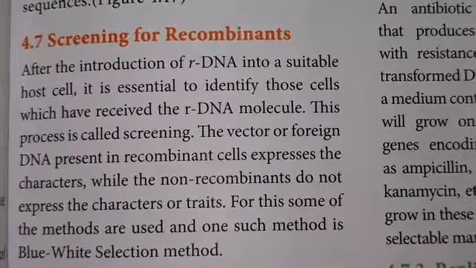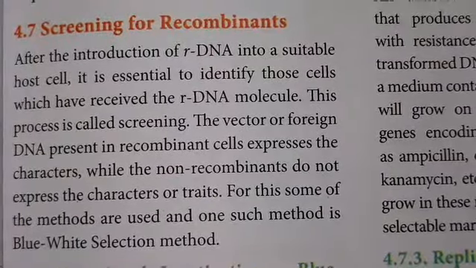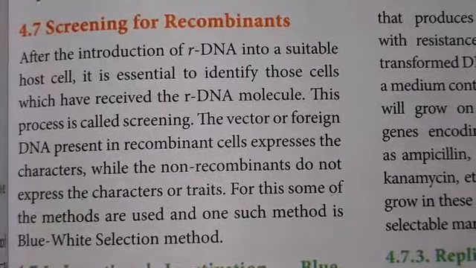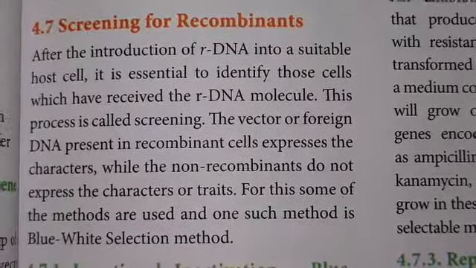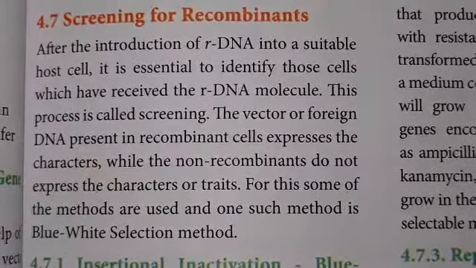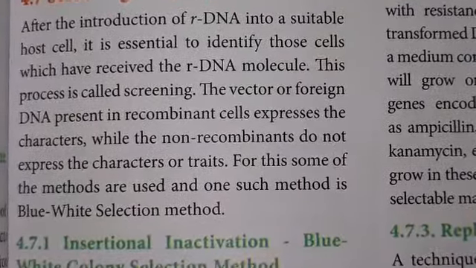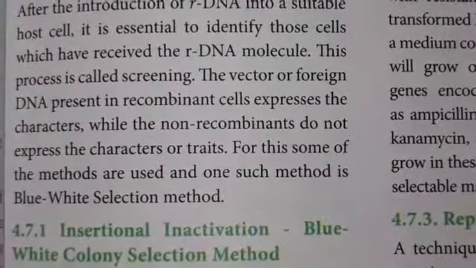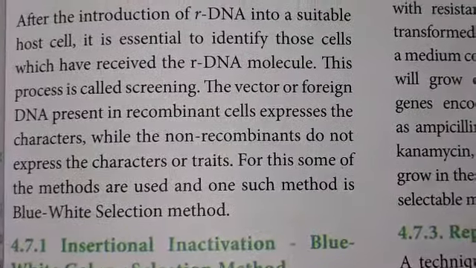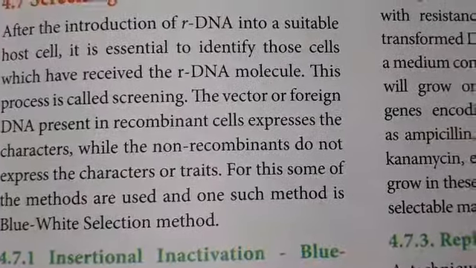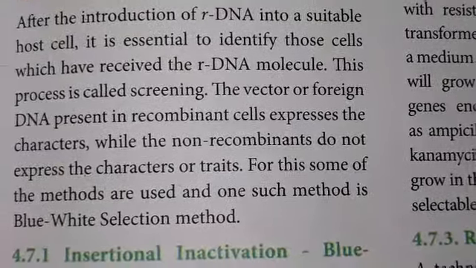The vector or foreign DNA present in recombinant cells expresses the character, while the non-recombinants do not express the character. Only the recombinant expresses the character of the rDNA. For this, some methods are used, and one such method of screening for the foreign rDNA is called the blue-white selection method. The blue-white selection method is used to identify whether the rDNA is present in the host cell.